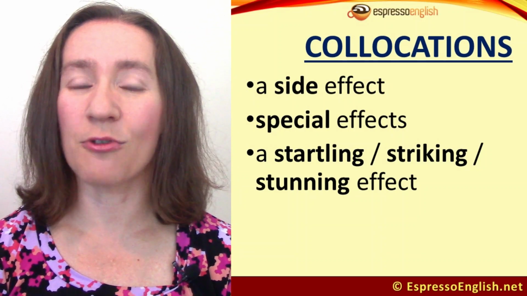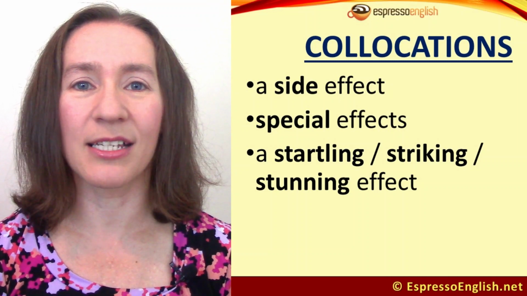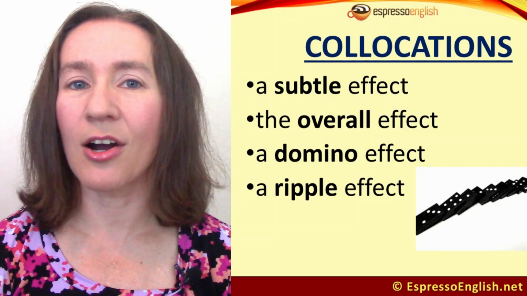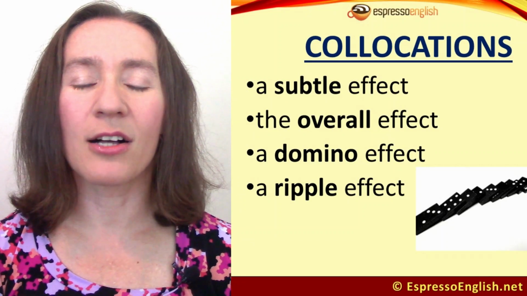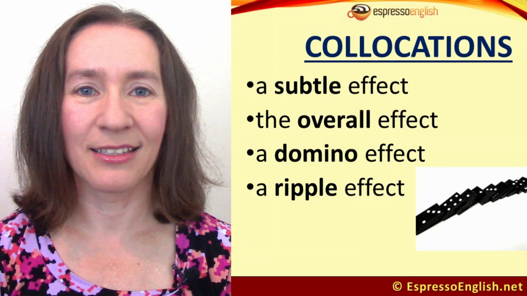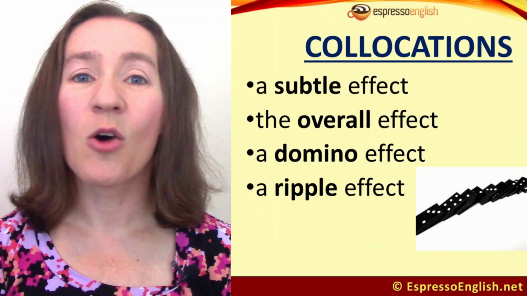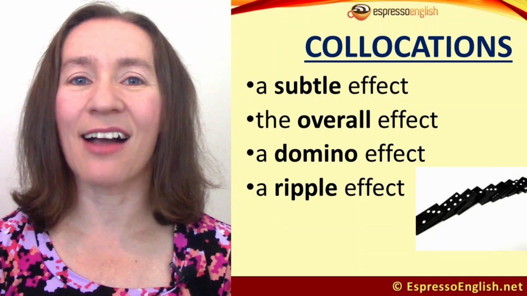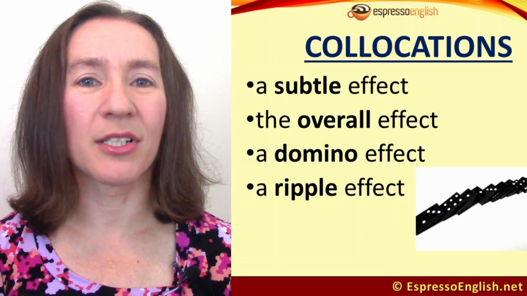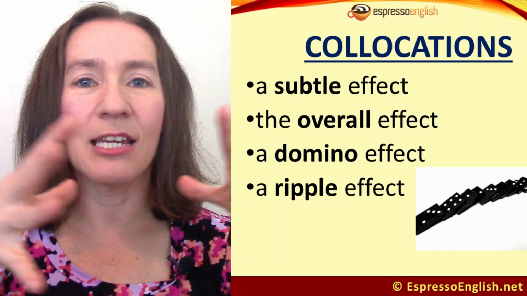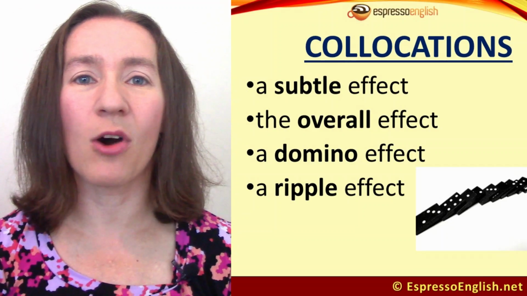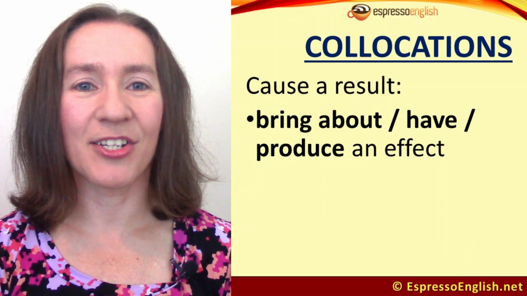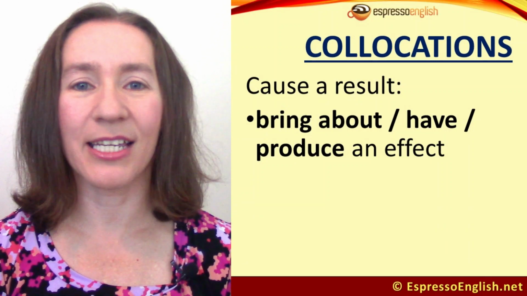A startling, striking, or stunning effect. This means the result is surprising. A subtle effect. This means the result is present but a little hard to notice. The overall effect, meaning the general effect. A domino effect. This means one thing causes another, which causes another, which causes another, etc., like dominoes knocking each other over. And a ripple effect. This is similar, meaning results that continue to spread, like when you throw a stone into water and the ripples just spread out.